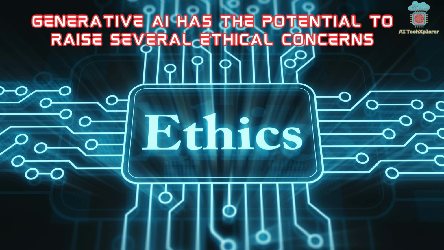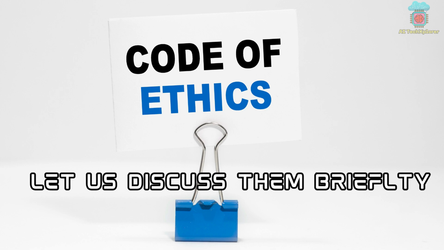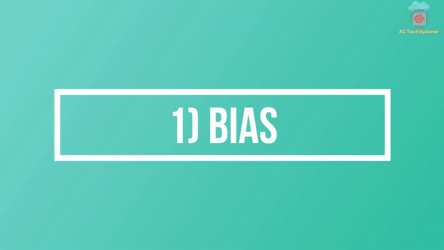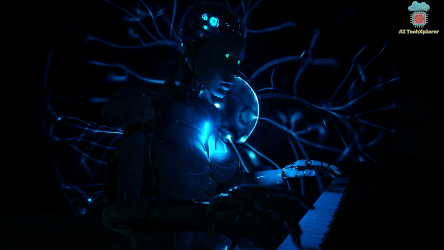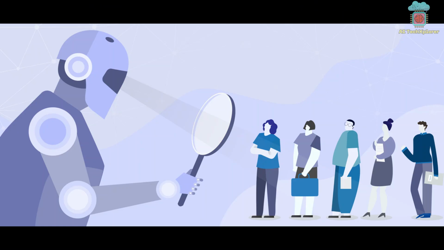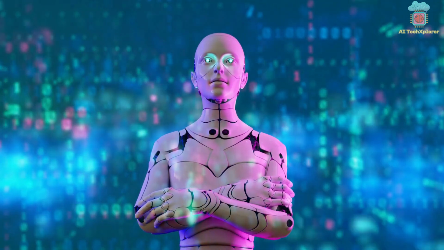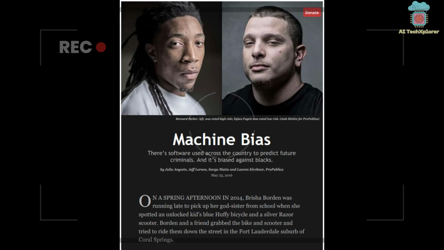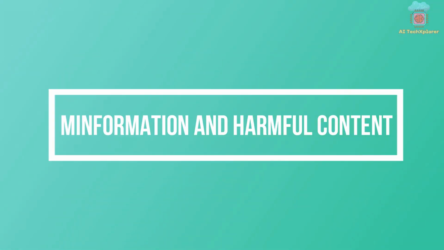Generative AI has the potential to raise several ethical concerns. Let us discuss them briefly. 1. Bias. According to the Markkula Center for Applied Ethics, generative AI can replicate the biases present in the data used to train it, leading to discriminatory outcomes. The beliefs, values, and assumptions of the human who wrote the code can also be inscribed in the AI, further perpetuating biases.